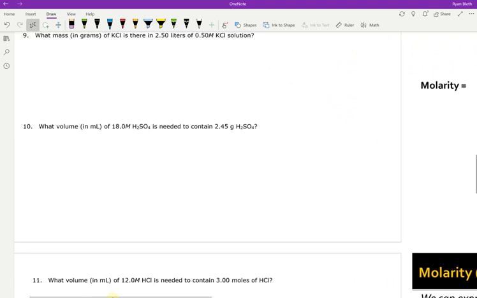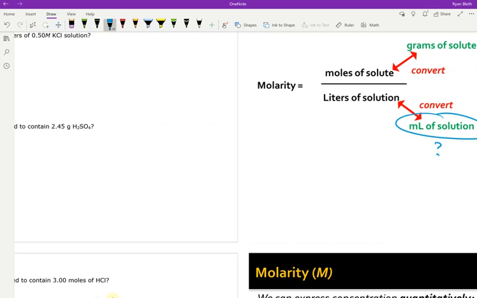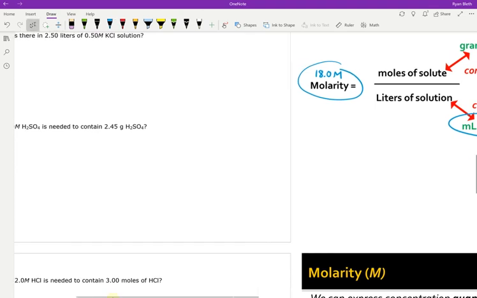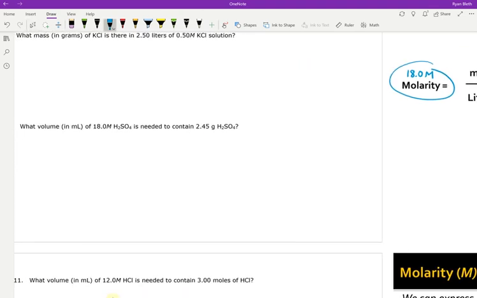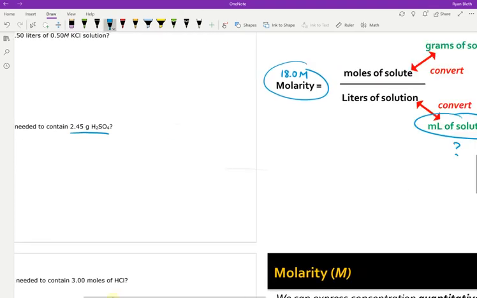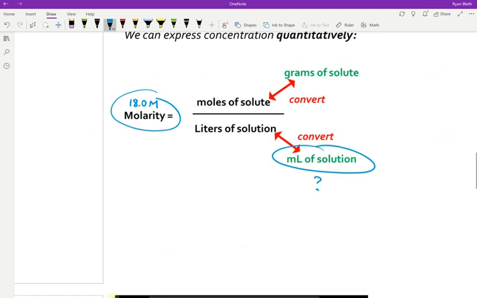Of 18 moles per liter H2SO4. So they're giving me the molarity is 18 moles per liter. So they're giving me this. What else? They're giving me 2.45 grams of H2SO4. And again, grams only have one place here. Goes right up here. They've given me this, 2.45 grams.